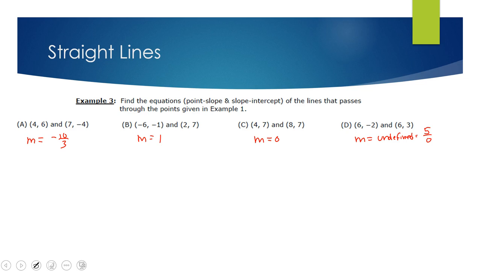Because what I'm going to do now is I'm going to use point slope for A, which means I'm going to pick one of the points. It doesn't matter which one I pick. So I'm just going to pick the 4, 6. And according to point slope form, y minus this y coordinate would be y1. So y minus 6 equals -10/3 times x minus x1. x1 would be the x coordinate of that point, so 4. So this is the point slope form.